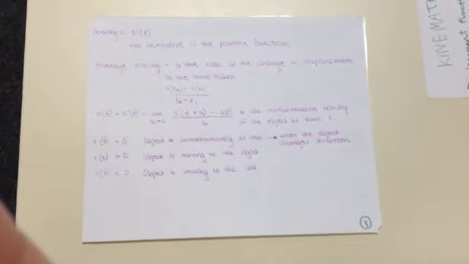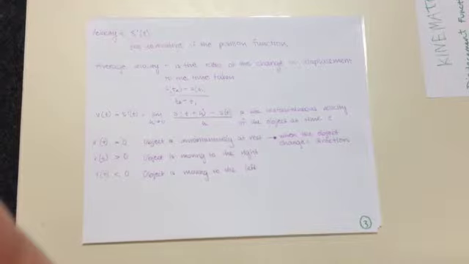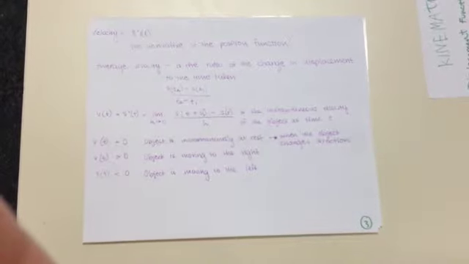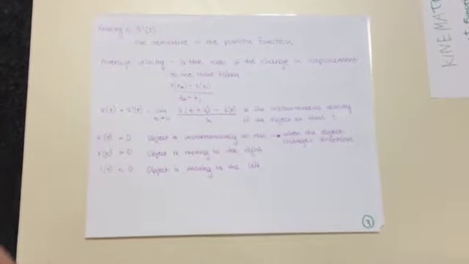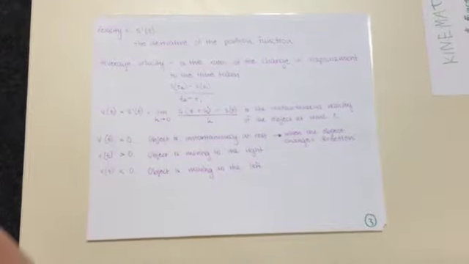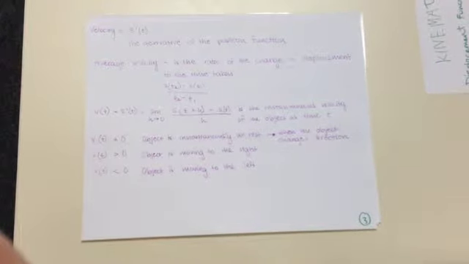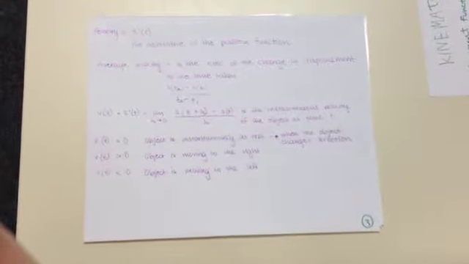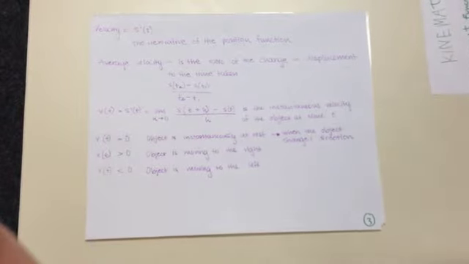Velocity equals 0, object is instantaneously at rest. This is when the object changes direction. V of t bigger than 0, object is moving to the right. V of t less than 0, object is moving to the left.